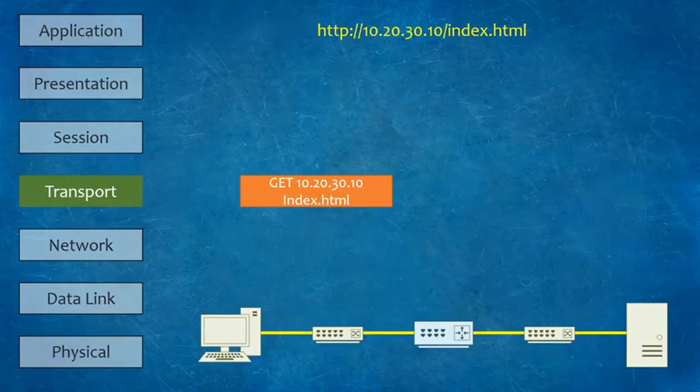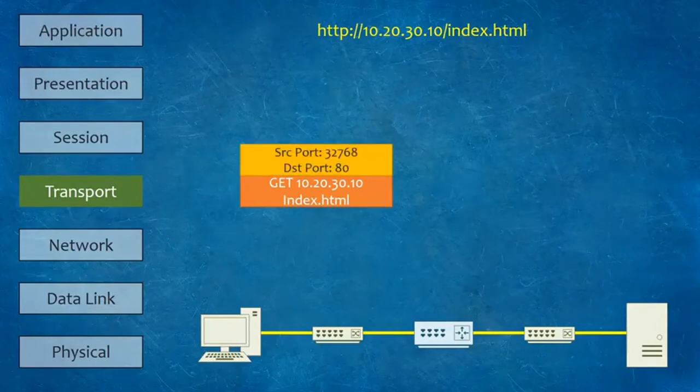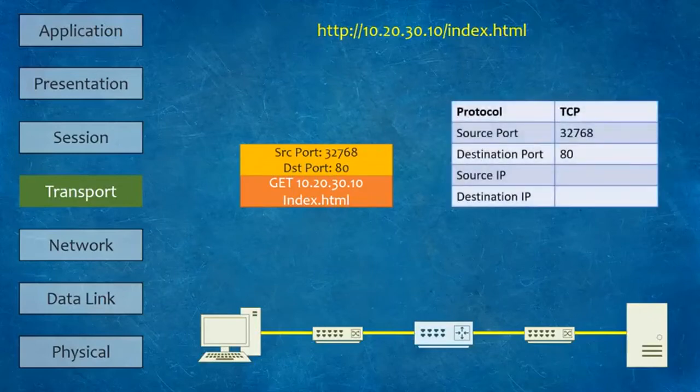The first part of this is assigning port numbers. HTTP usually uses port 80 on the server side. This is the destination port. The client simply generates a random port number and uses this as the source port. These port numbers are added to the data in the form of a header. TCP then stores all this information in memory. This is how it keeps track of the session and knows which application is waiting for the response.